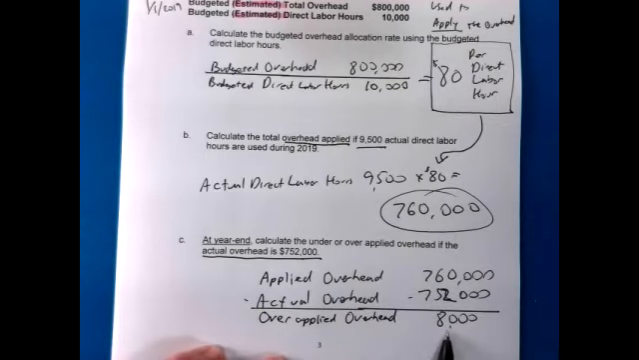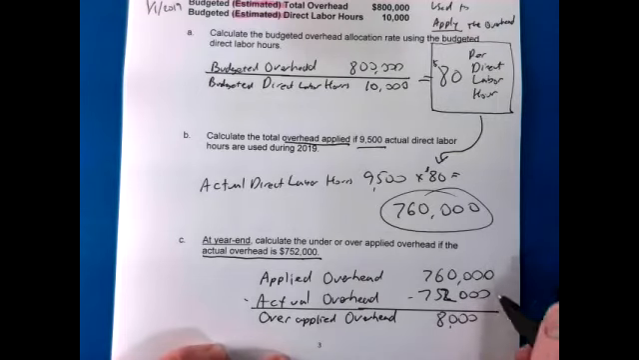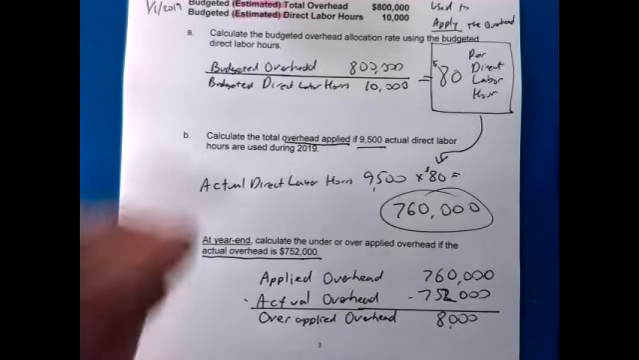Over applied overhead. So they applied too much overhead. They applied 760. Now, if they had a crystal ball, they would have known that it would only be 752, but they didn't know that. So the 760 is what they applied. The actual is this, so they over applied 8,000. And you say, well, is that good or bad? Well, it's probably not too bad. You think about $8,000, something a lot of money, but you're talking about 760,000. So this is probably like 1% or maybe a little more than 1%.